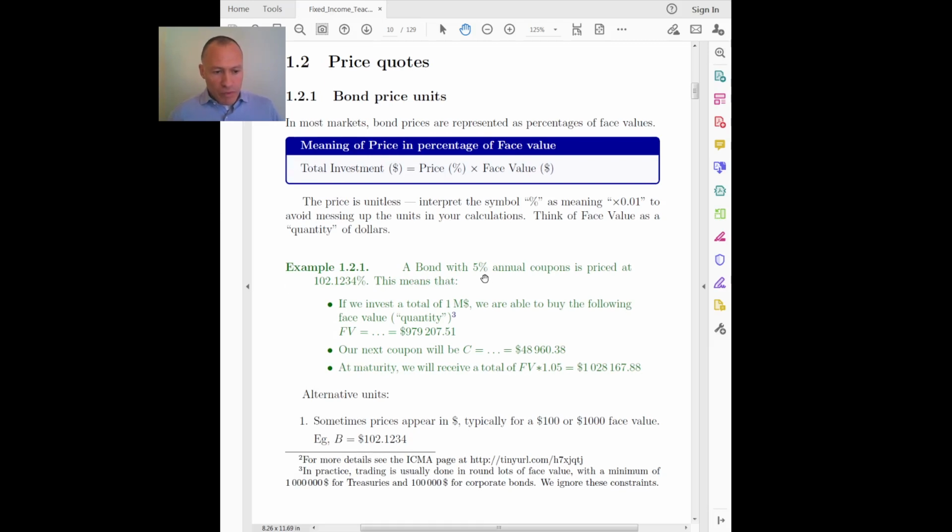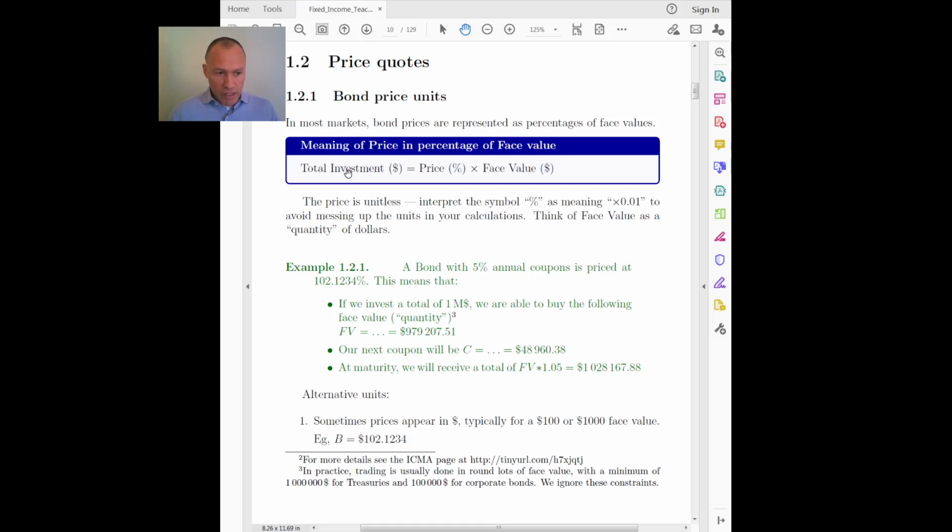So, quick example. Suppose that a bond with 5% annual coupons is priced at 102.1234. This is the market price, this number here. So what does that mean? If we have $1 million to invest, the quantity of the bond, meaning the face value of the bond that we are going to be able to buy, is given by this equation.